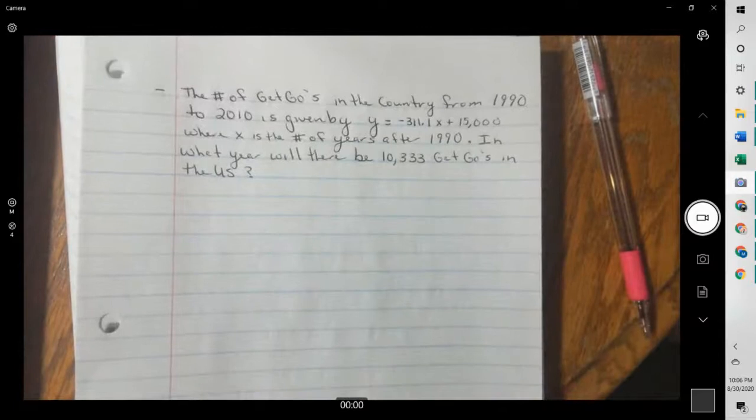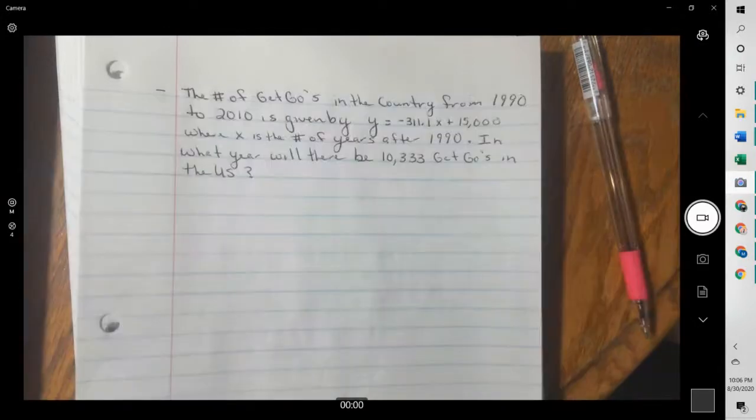Let's try one more up here. The number of get-goes in the country from 1990 to 2010 is given by the equation y equals negative 311.1x plus 15,000, where X is the number after 1990. In what year will there be 10,333 get-goes in the US?